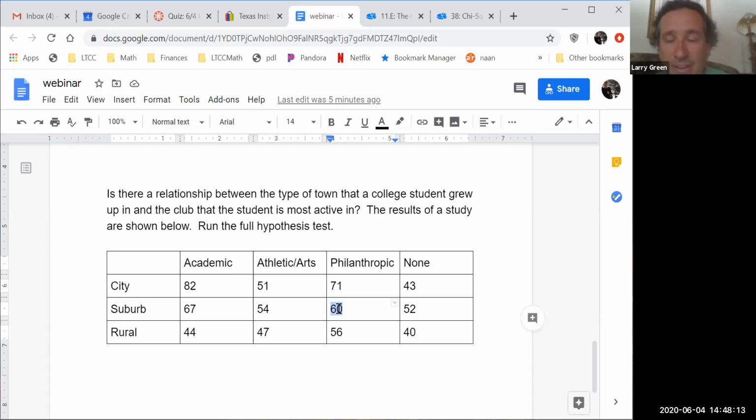The difference is in chapter 3, I said something like, are being in the suburbs and philanthropic, are those independent? Do you remember doing those questions? And then you had to do a calculation to find out if they were or not by looking at the probability of suburb, probability of philanthropic, multiplying those together and seeing if that's the same as 60 over the total sample size.